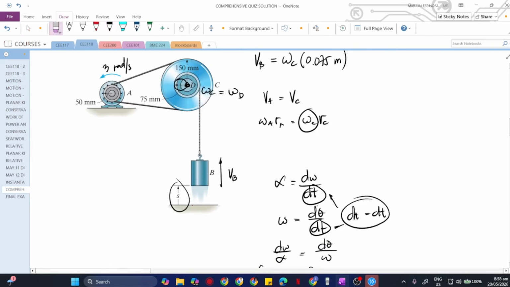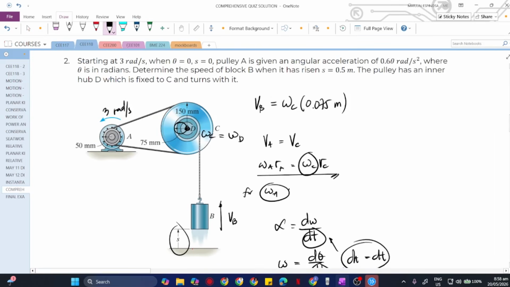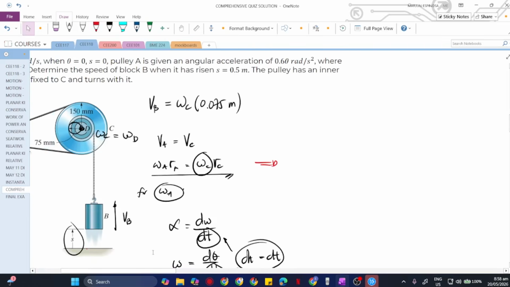Okay? From here, ito yung pinapahanap natin, ha? So, gagamitin natin to solve for this one. Okay, from here, since nakuha na natin yung omega A natin, so yung omega A natin is 15.78, okay? So 15.78, yung R natin ng A is 0.05 or 50 mm, equivalent to omega C, yung pinapahanap natin dito na part, then RC would be 0.15.